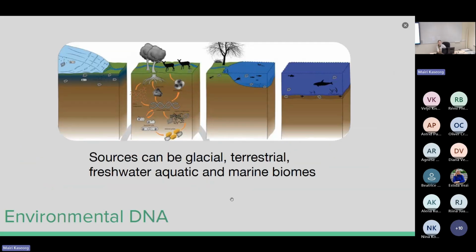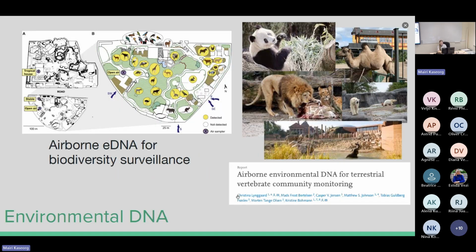And so the sources can also come from different biomes and then give us a picture of the different parts of our whole ecosystem. And as already briefly mentioned, it can also be from the air. For example, there was this nice study studying the air of a zoo to see what kind of species live there.